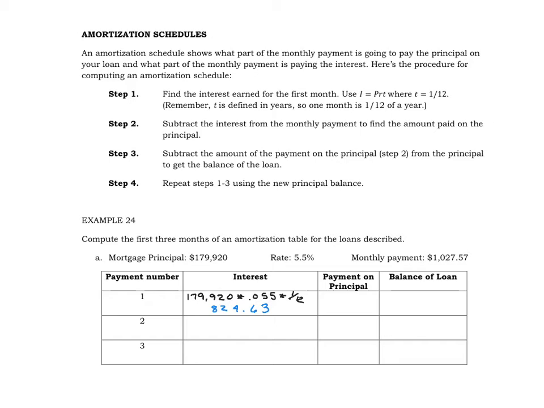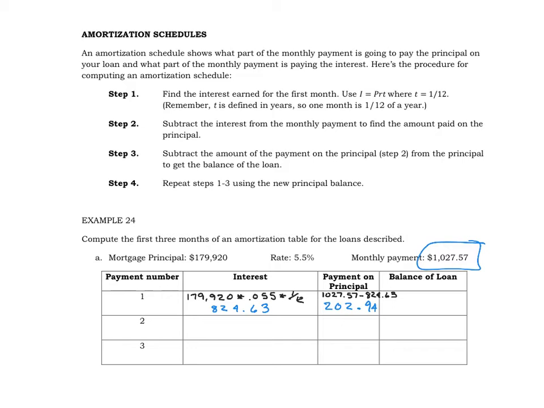Okay, so our monthly payment was $1,027.57, and we're going to subtract that $824.63. And so the payment on the principal then is $202.94. So of this $1,027.57, that first payment, $824.63 is interest, $202.94 of that is principal.